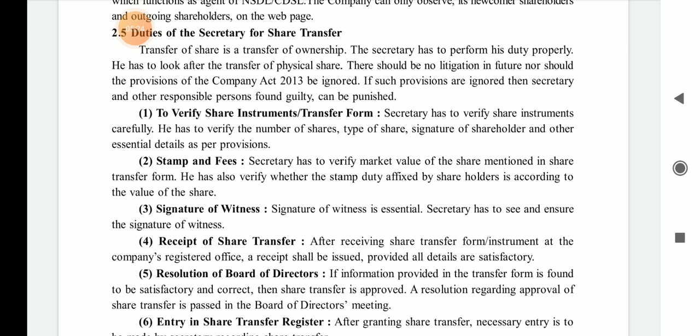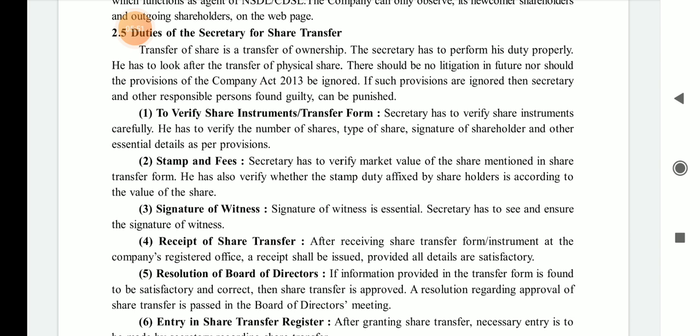Next one is the signature of witness. Signature of witness is essential. See, without the witness signature, it is not valid. The secretary has to see and ensure the signature of the witness. See, the company secretary has to see that the signature of the witness is mentioned properly or not.